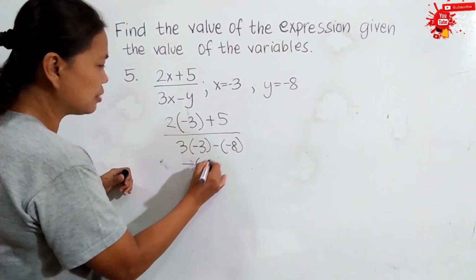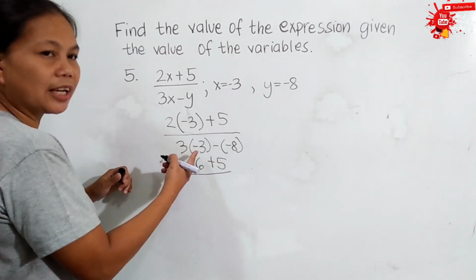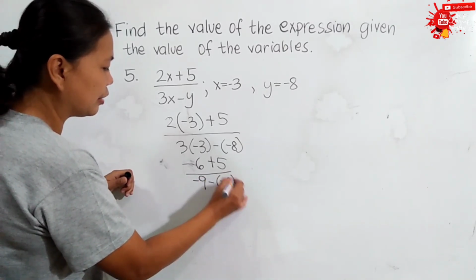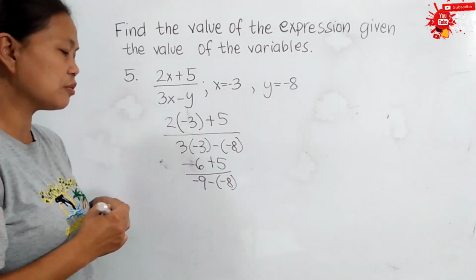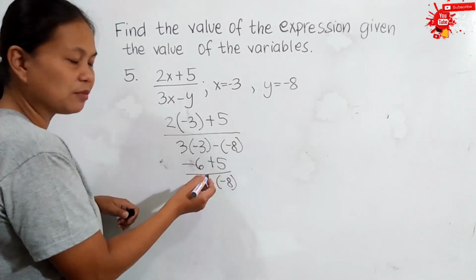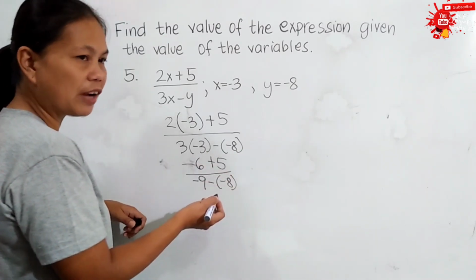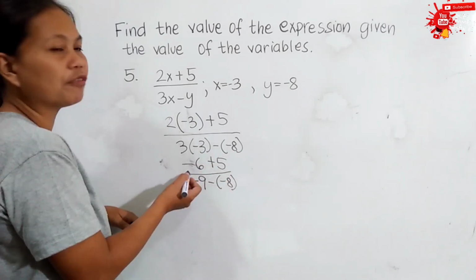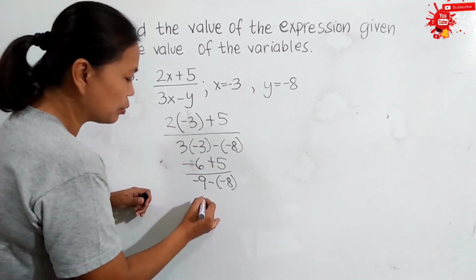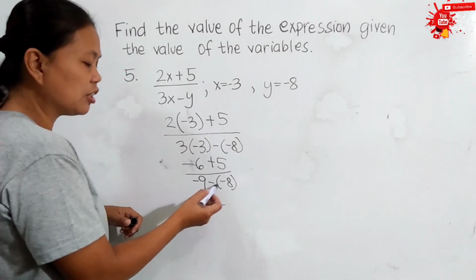So we have negative 6 plus 5 all over 3 times negative 3, which is negative 9 minus negative 8. Now following the rules for addition, we have here negative 6 plus 5. So it means that we will subtract 5 from 6. So 6 minus 5 is 1. Then we get the sign of the number with the greater absolute value, which is negative 6. So the answer will be negative 1 over, so negative 9 minus negative 8.